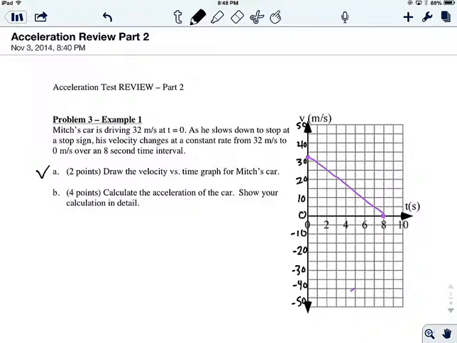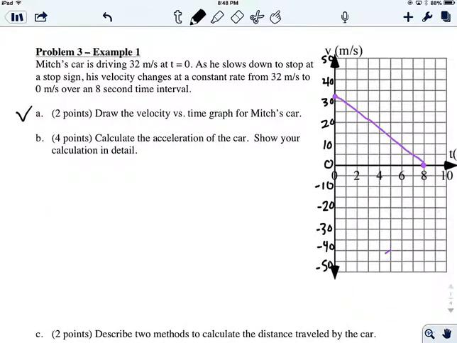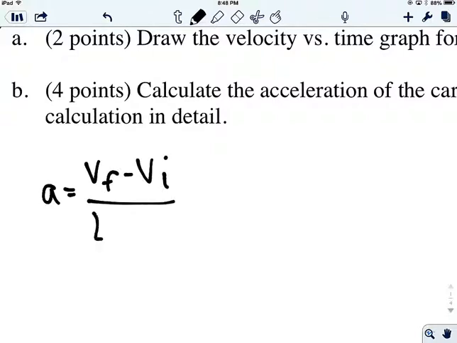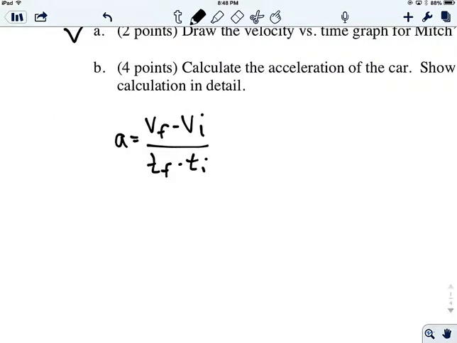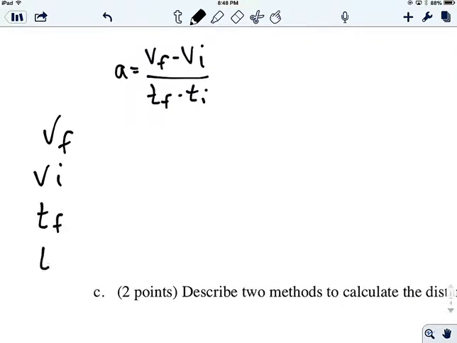Now it says calculate the acceleration of the car. Show your calculation in detail. So we're going to use the equation, which is written on the board, by the way. I'll zoom in here. We're going to say a equals vf minus vi over tf minus ti. Now what are those things? I've got vf, vi, tf, and ti. What are those equal to?